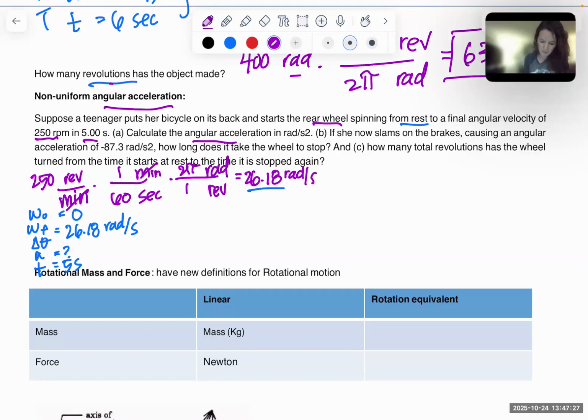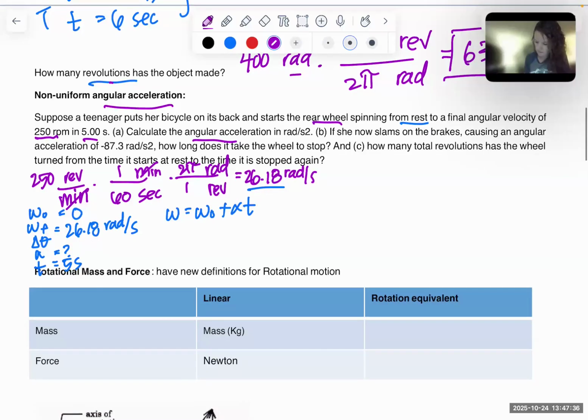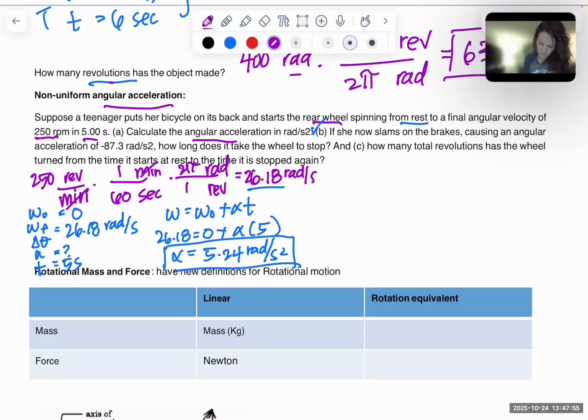Again, you can look up at your equations and figure out which one makes the most sense. I hope you will agree with me that omega equals omega naught plus alpha t makes the most sense. So I have 26.18 equals 0 plus alpha times 5. And so if we plug this in, I find out that my alpha is 5.24 radians per second squared. So we got that part. Cool. Yay, part B. Now she's going to slam on the brakes.